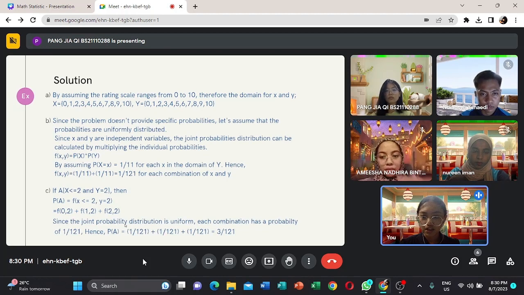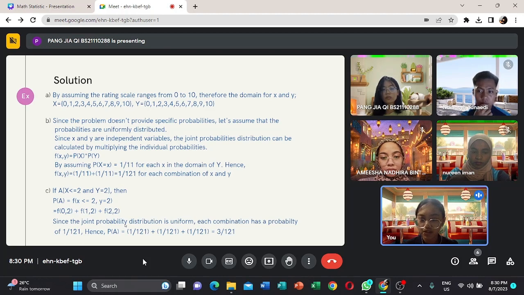Okay, question A. By assuming the rating scale ranges from 0 to 10, therefore the domain for X and Y are the same, which is 0, 1, 2, 3, 4, 5, 6, 7, 8, 9, and 10.